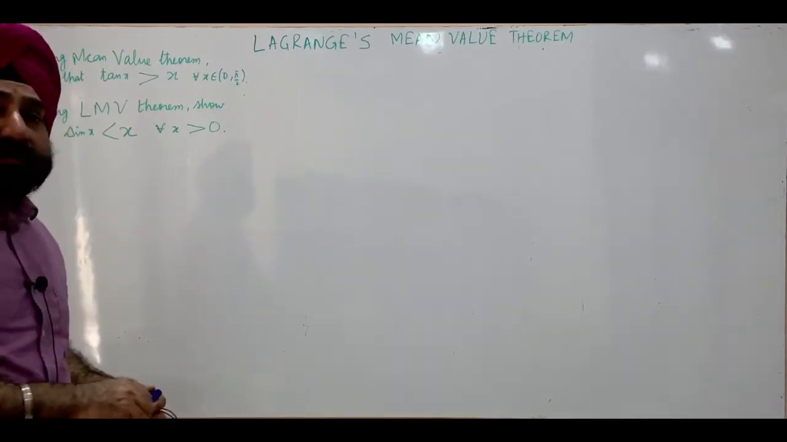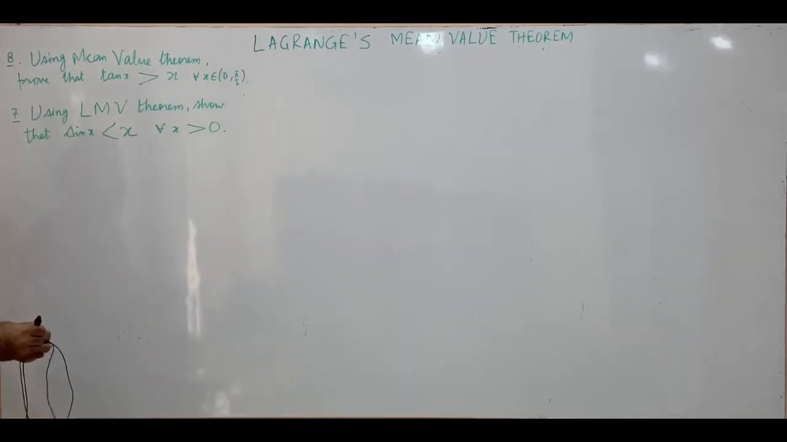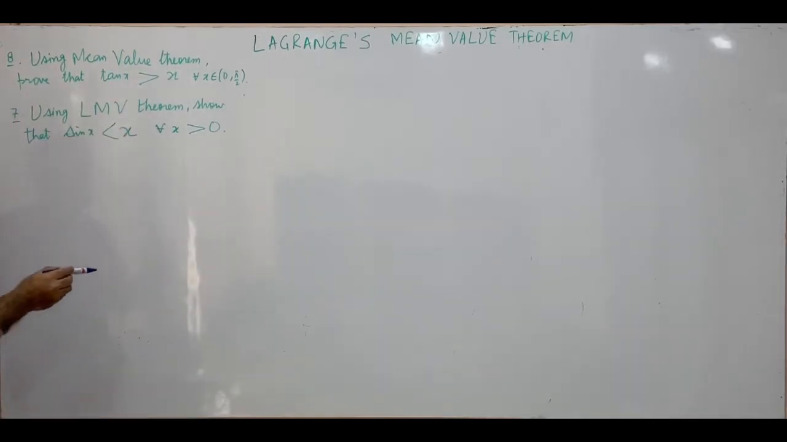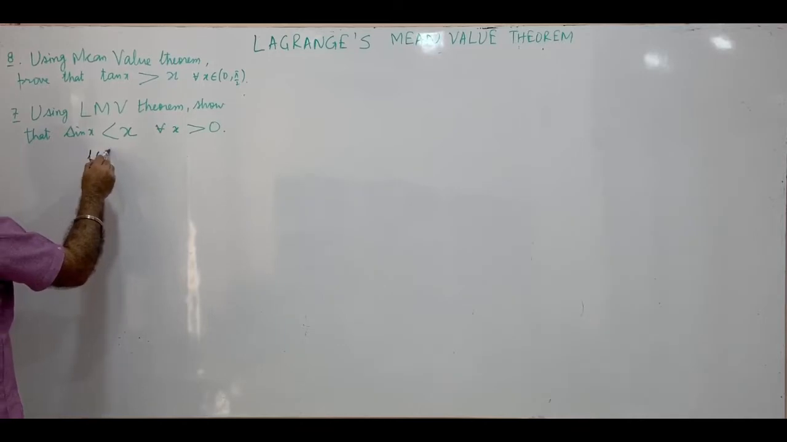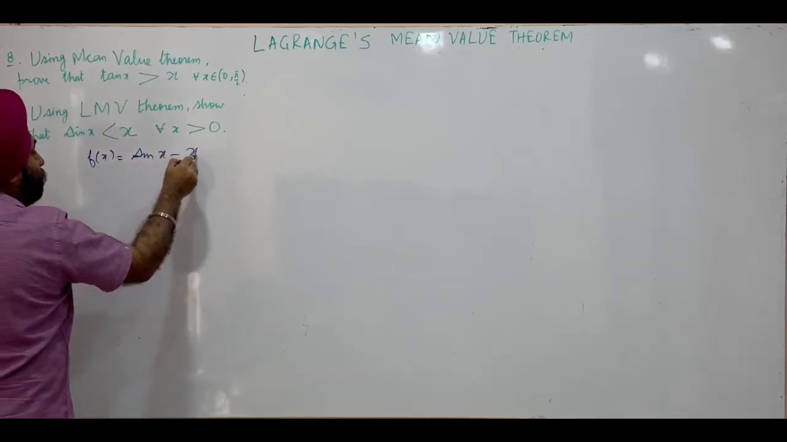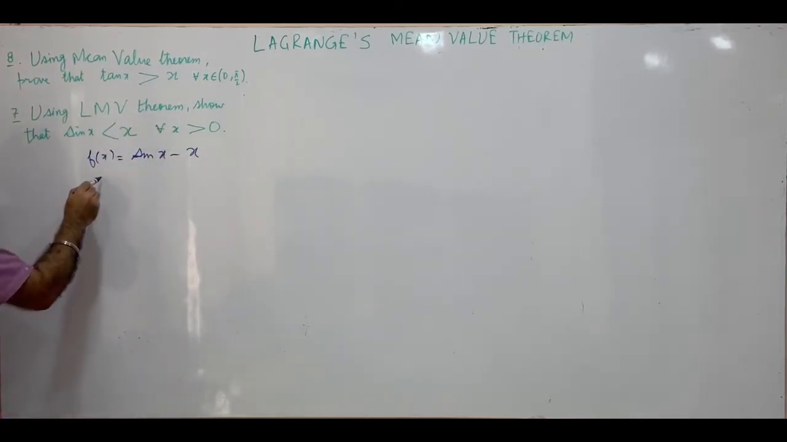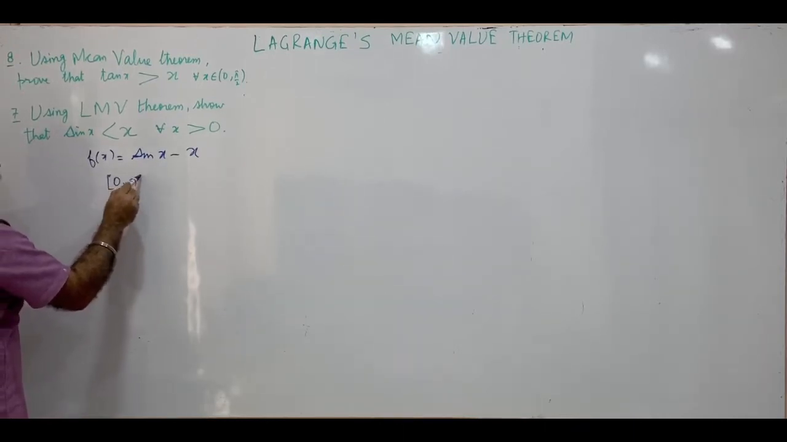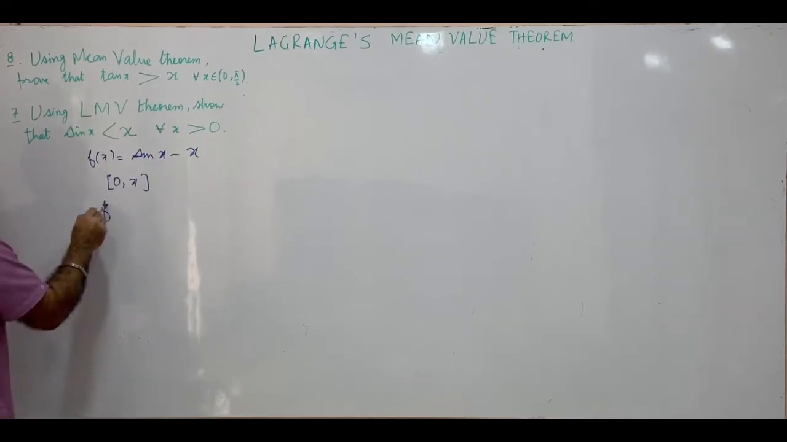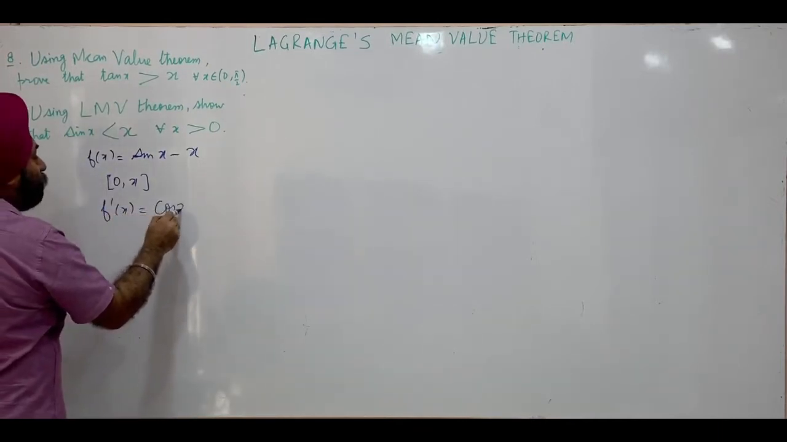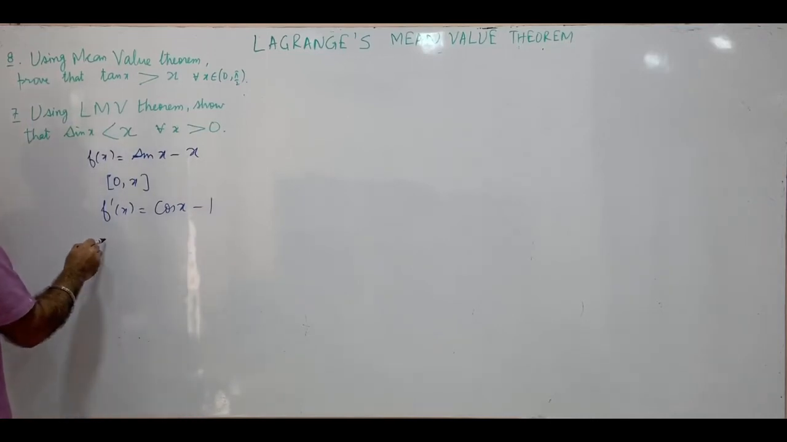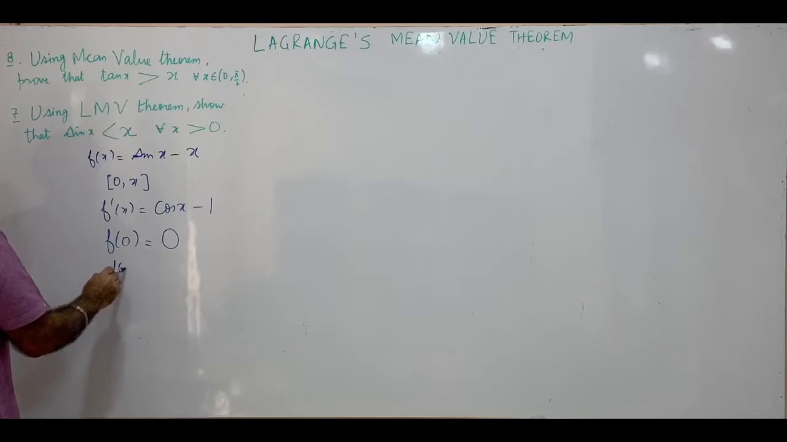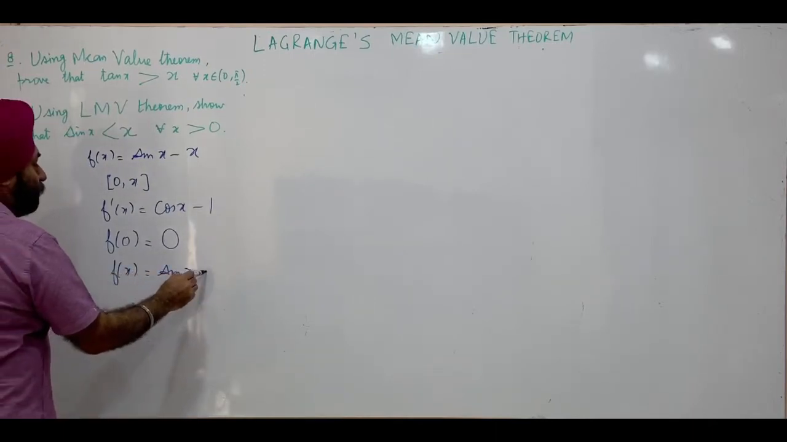In the next question, we have to prove that sine of x is less than x for all x which are positive, and we have to use Lagrange's mean value theorem. Let us consider the function as sine of x minus x, and let us say the interval is 0 to x. F dash of x is cos of x minus 1, f of 0 will be 0, and f of x is sine of x minus x.